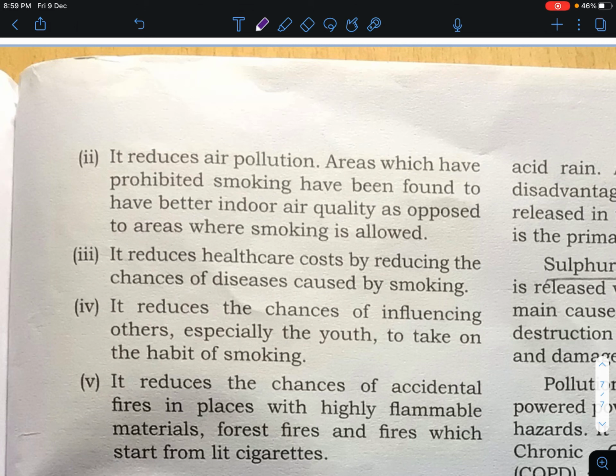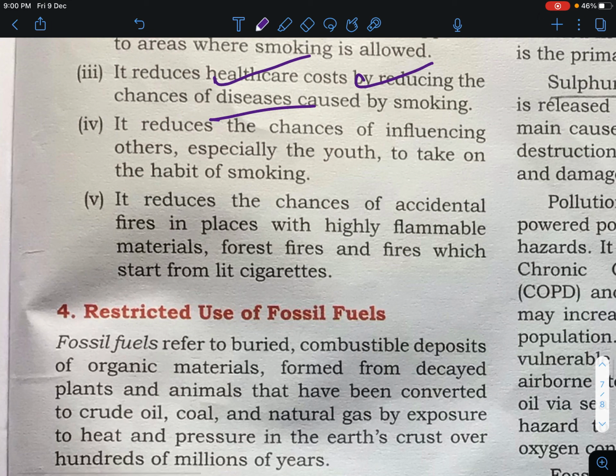If we create a no smoking zone, it is going to reduce the health care cost, thereby reducing the chances of disease caused by smoking. It reduces the chance of influencing others. The third point is that it is going to reduce the chances of influencing others, especially the youth, to take on the habit of smoking.